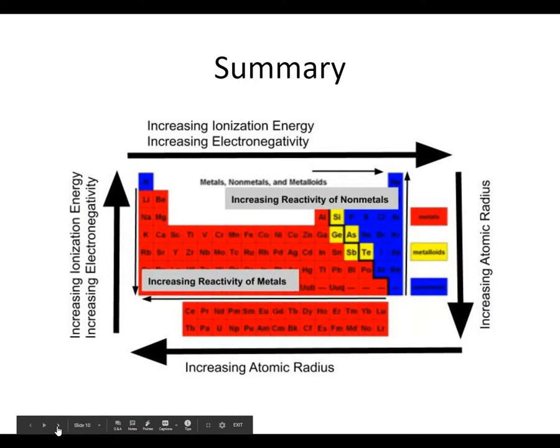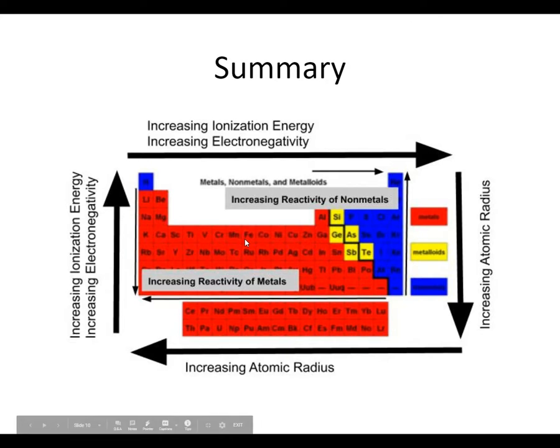So in summary, these are all of the trends that you guys need to know and be familiar with. Okay? When we started with atomic radius, we know that our largest atoms are going to be in the top left-hand corner because atomic radius decreases left to right and increases top to bottom. For ionization energy and electronegativity, the pattern is the same. It increases left to right and decreases top to bottom.